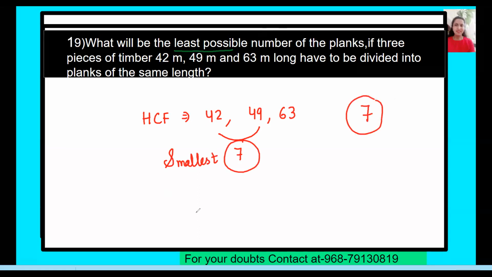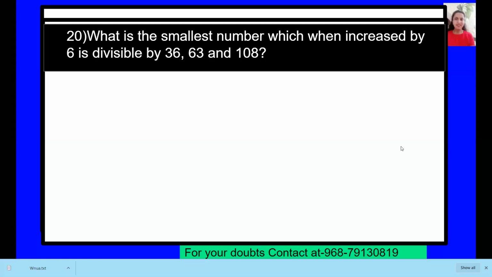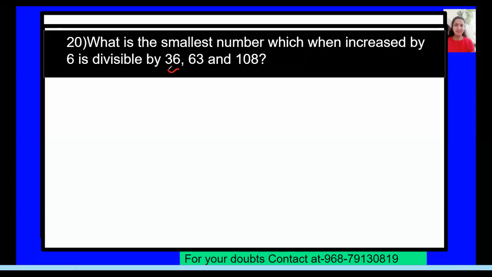Now HCF is 7. So 42 divided by 7, this side 49 divided by 7 and this side 63 divided by 7. So 6, 7 and 9. So 13 plus 9, which gives you 22. So that will be the answer. So how many planks can be divided? That would be 22.